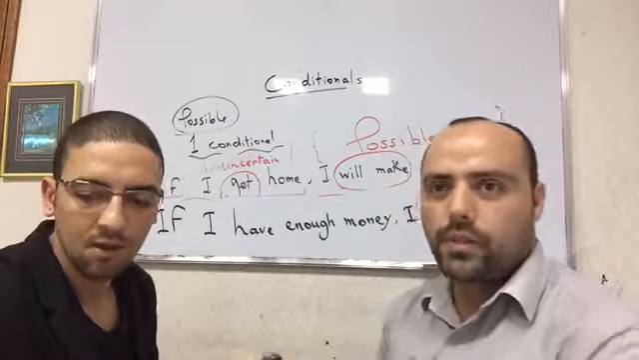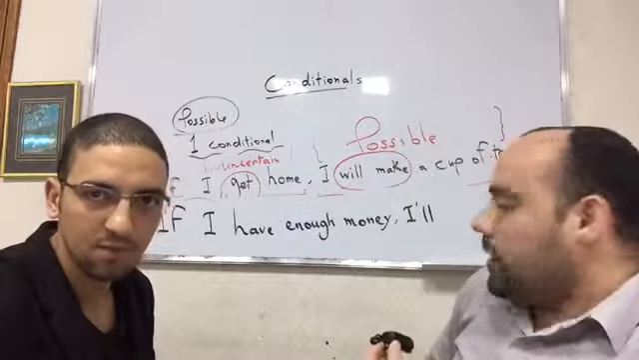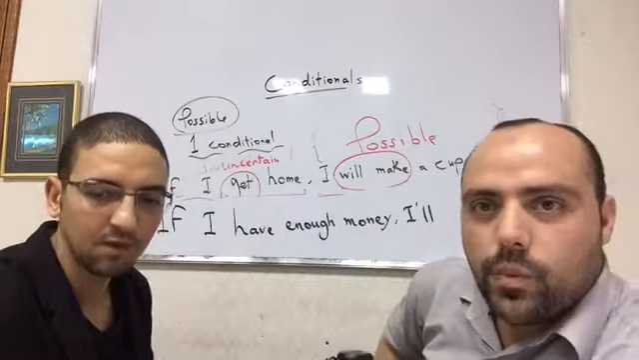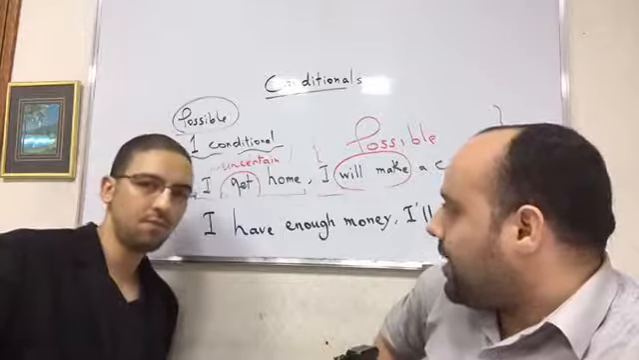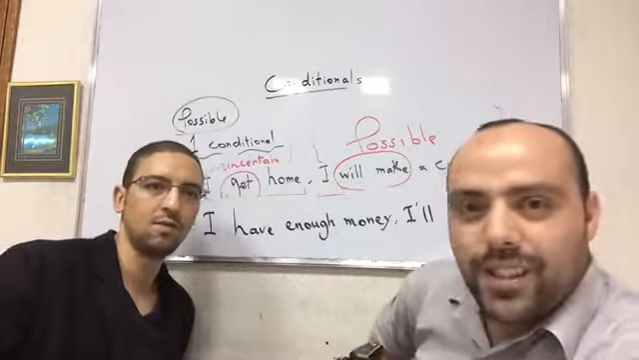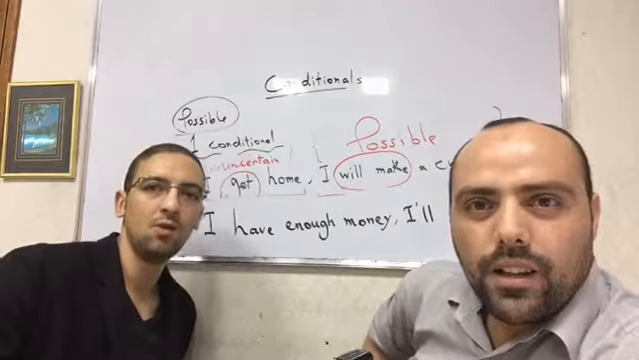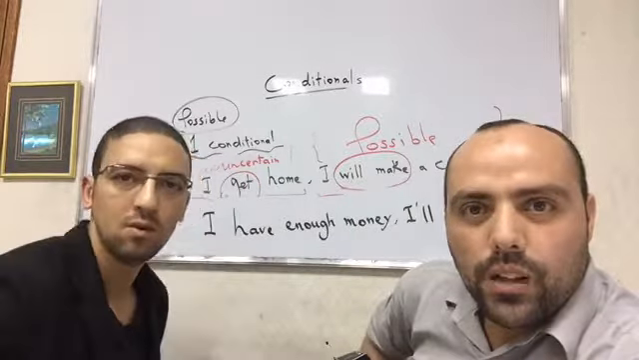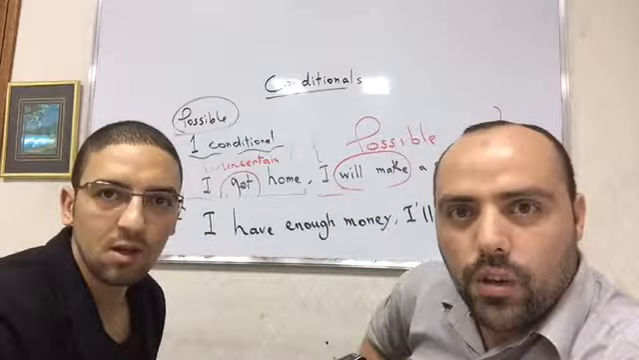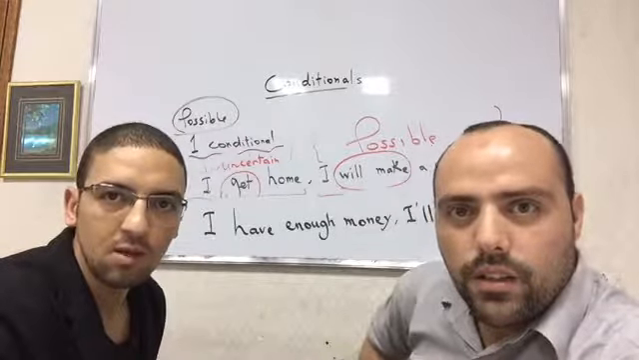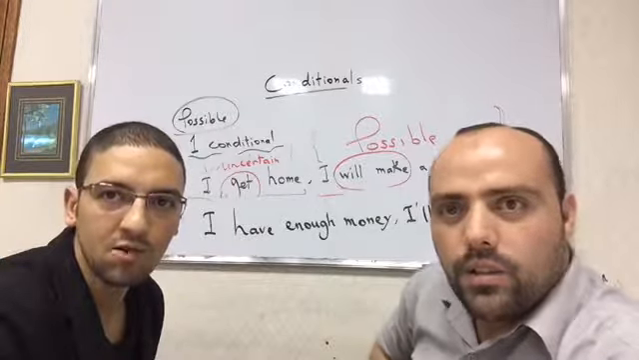We're just waiting for you to complete that sentence. If I have enough money, I will... What will you do if you have enough money? I'll buy a car because I really need it. Very good. I need a car urgently. I will go on holiday. You should say it like so: I will go on holiday. So if I have enough money, I will build a house for my parents.